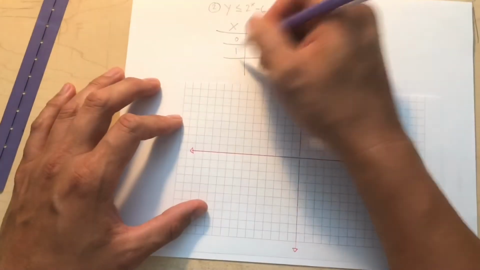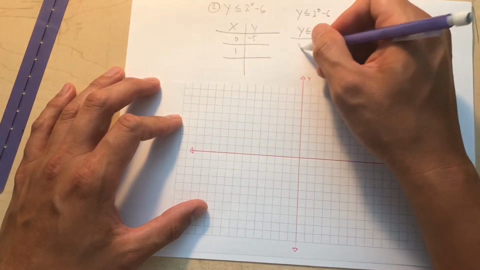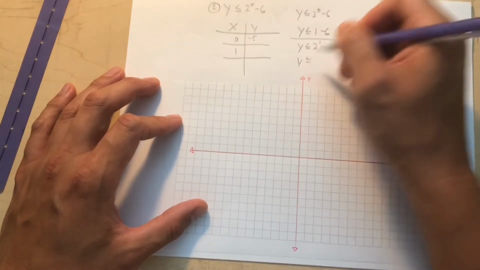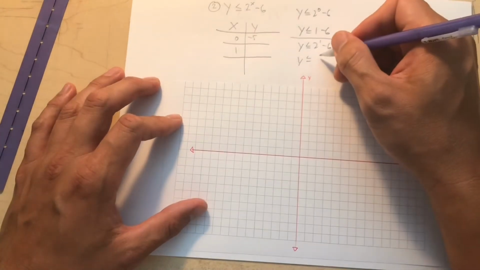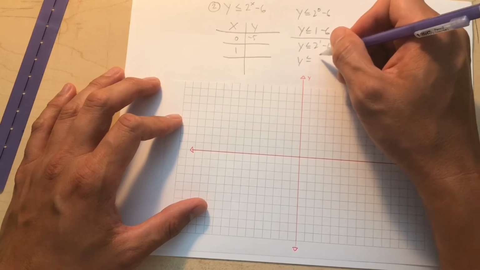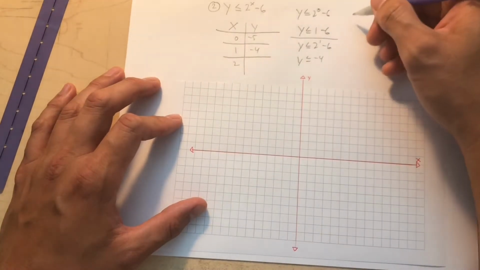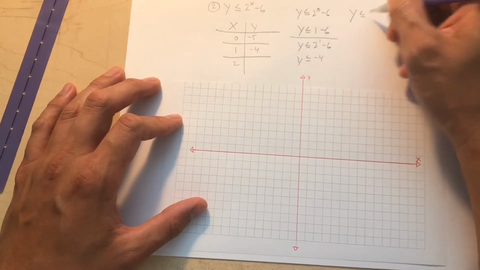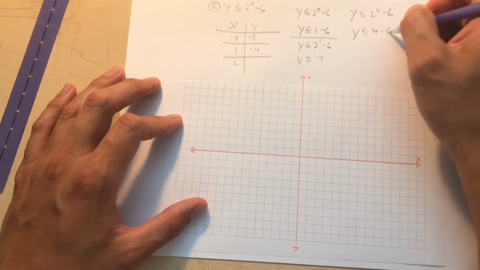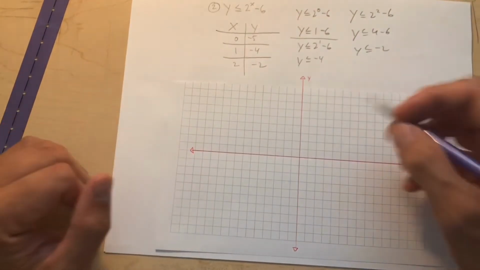Let's plug in a 1 real fast. So y is less than 2 to the 1 minus 6. That would give me 2 minus 6, which is -4. So this would be here, -4. Alright, one more. Plug it in here. So y less than or equal to 2 to the 2nd power minus 6. This is 4 minus 6, which gives me -2. Alright, let's go ahead and graph.